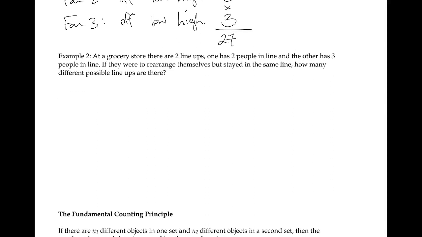Example 2, at a grocery store there are 2 lineups. Lineup 1 has 2 people. Line 2 has 3 people. If they were to rearrange themselves but stay in the same line, how many different possible lineups are there? Well, there's 2 possibilities, 1 person in front or 1 person behind. There's 3 possibilities here. We could have the front person stay in the front, be in the middle, or in the back.